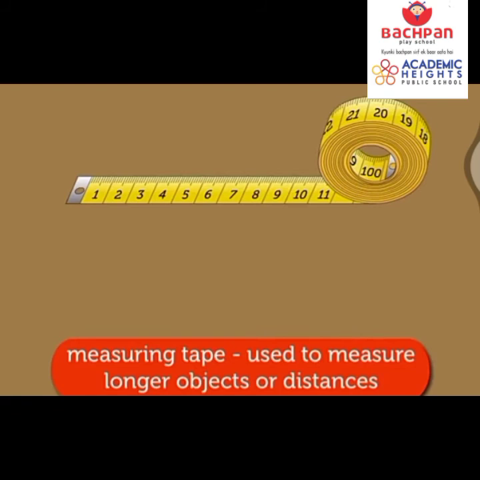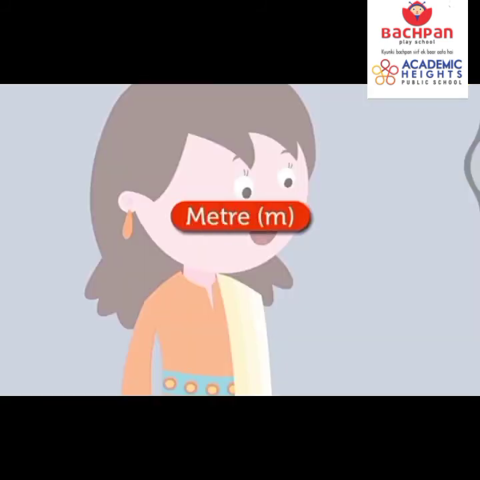Remember, a measuring tape is used to measure the longer objects or even the distances. And meters are expressed in m. In what do we express them? In m. You know, 1 meter is equal to 100 centimeters. Very interesting. 1 meter is equal to 100 centimeters. Very important. You should remember this.